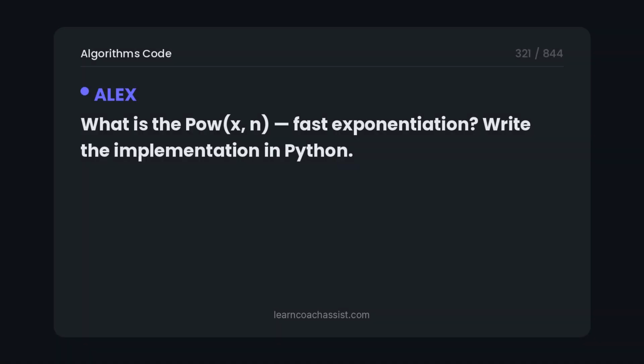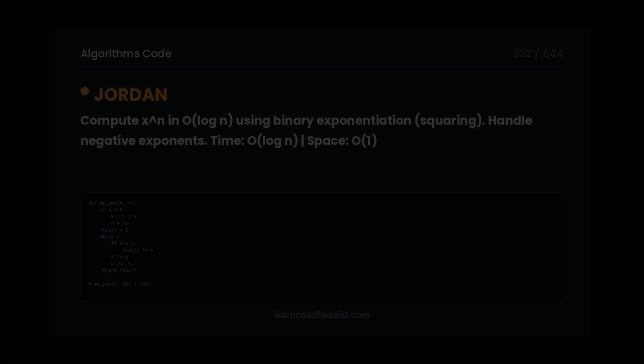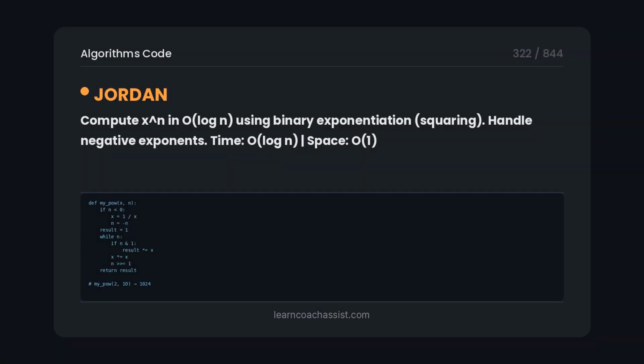What is the pow(x, n) fast exponentiation? Write the implementation in Python. Compute x to the power of n in O(log n) using binary exponentiation, squaring. Handle negative exponents. Time O(log n), space O(1).